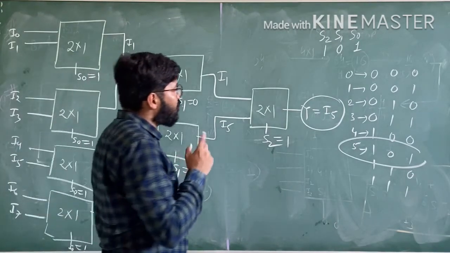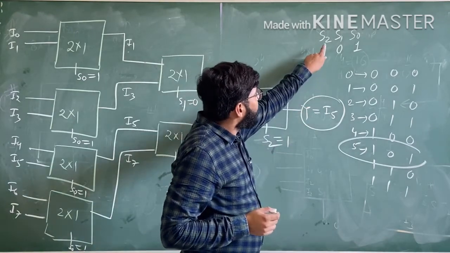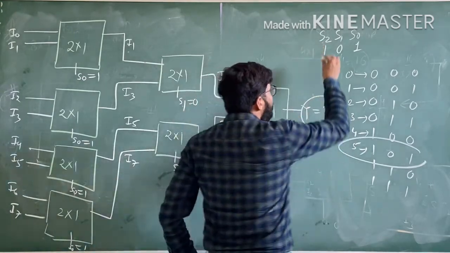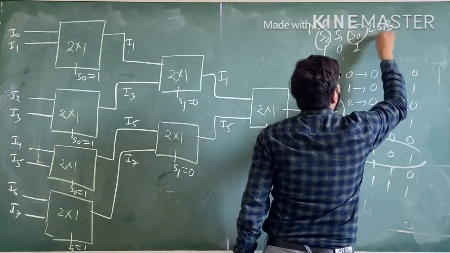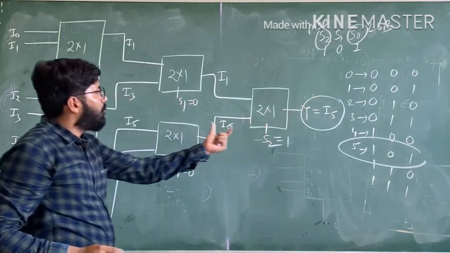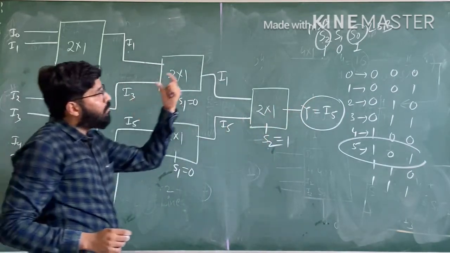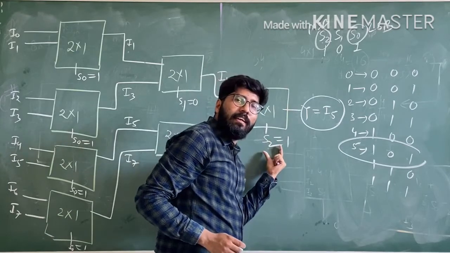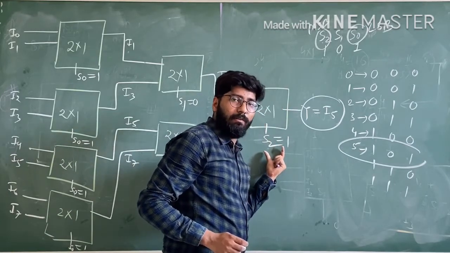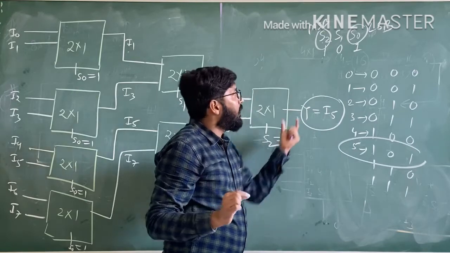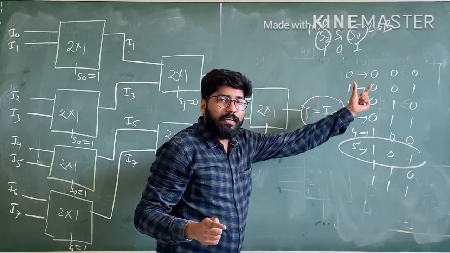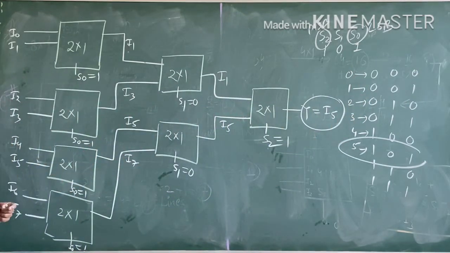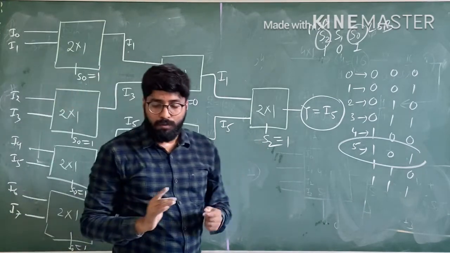One more point to keep in your mind: this is the most significant bit and this is the least significant bit. The least significant bit is put in stage 1 and the most significant bit is put in the last stage of the multiplexer. You have to keep in mind that the most significant bit is placed in the last multiplexer and the least significant bit is placed in the starting multiplexers. That's why I put S0 here, and S2 here.